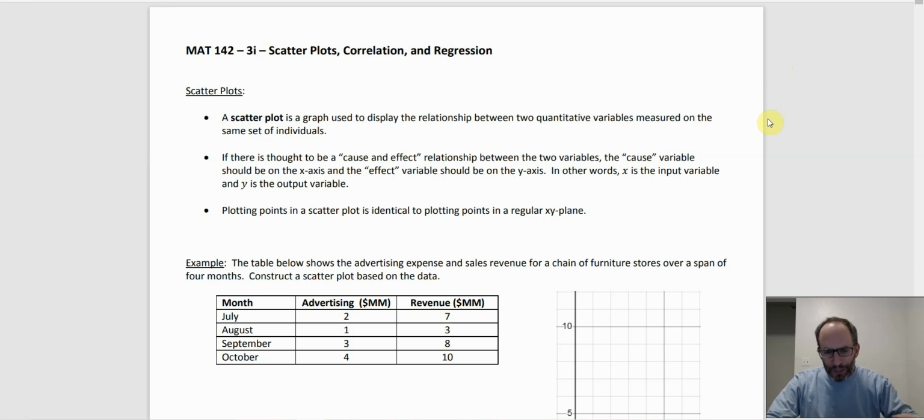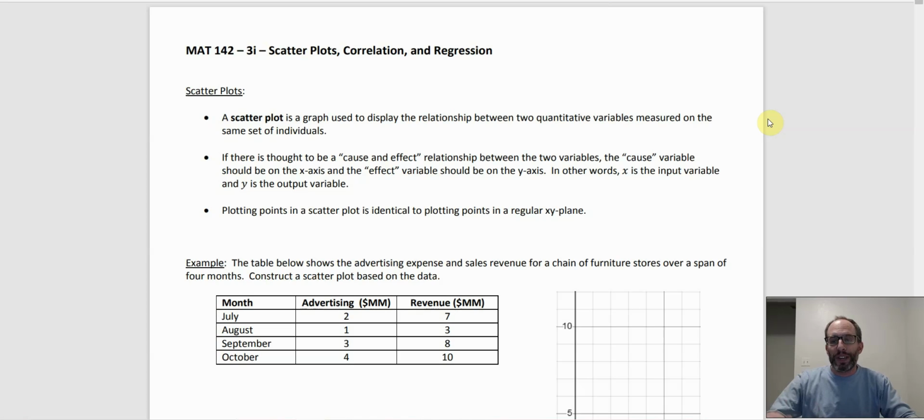So first things first, scatter plots, they're just graphs, but specifically they're graphs where you have two variables measured on the same set of individuals, two quantitative variables. So then you put one of them on the x-axis, one of them on the y-axis, and then when you plot points, it's like plotting ordered pairs, right? So just like in algebra, you know, plot the point 2, 5, you go 2 to the right and 5 up. It's that same sort of idea.